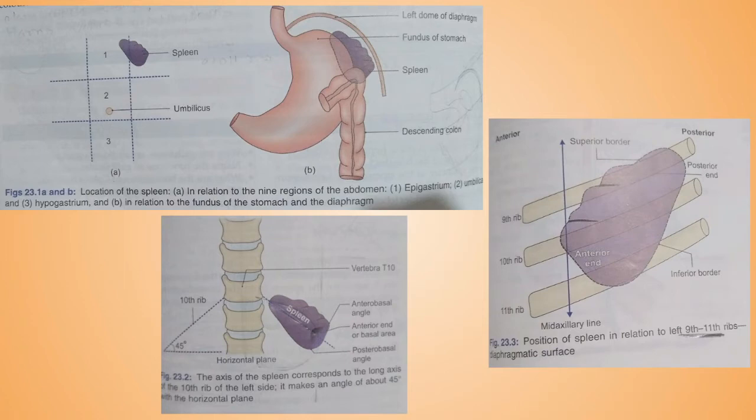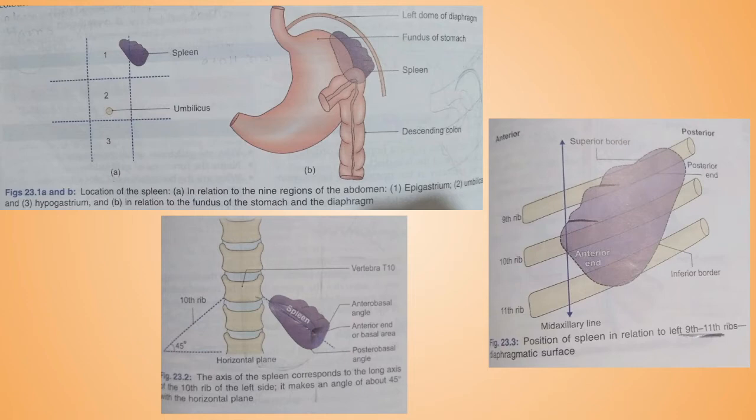The anterobasal angle is the junction of the superior border with the lateral or the anterior end. It is the most far projecting part of the spleen. Also, very important thing is that the anterobasal angle is also known as the clinical angle of the spleen. Why? Because when the spleen actually enlarges, this angle is felt first. So that's why the anterobasal angle is also known as the clinical angle of the spleen. Now the posterobasal angle, the junction of the inferior border with the lateral or the anterior end of the spleen, is known as the posterobasal angle.